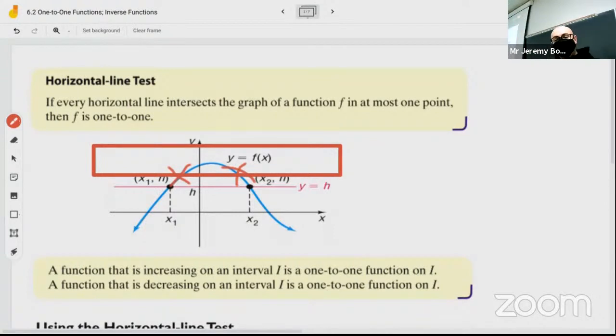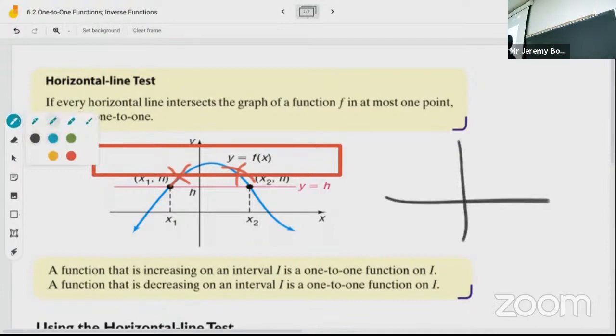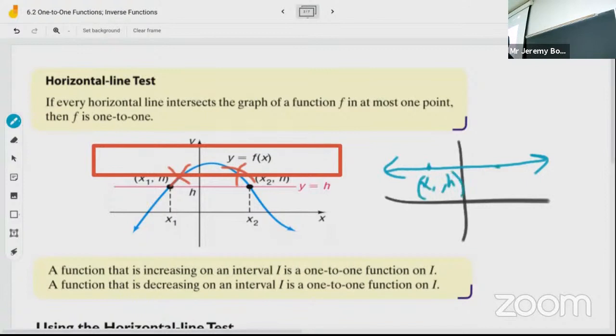Now, what that tells us is, is a constant function one-to-one? No. Why not? What does a constant function look like? It's going to be a straight line. So for a constant function, all the values of x will have the same value for y. So a constant function is not one-to-one.